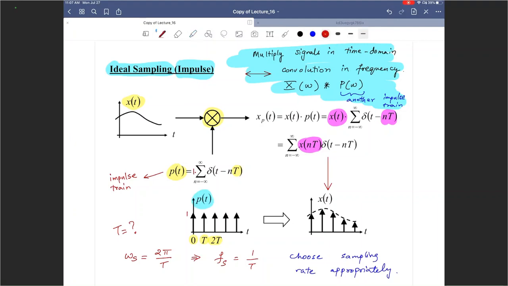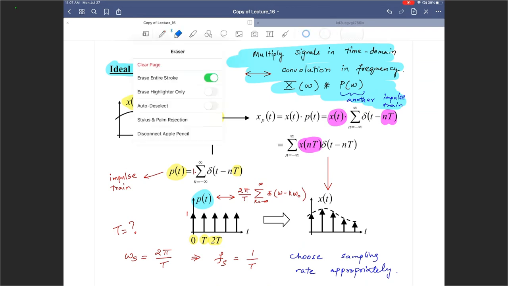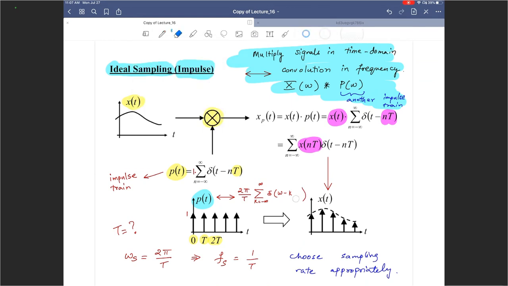And we know from the previous lecture that the Fourier transform of this, let me write that down over here, is going to be 2 pi divided by capital T, summation k equals negative infinity to infinity, delta of omega minus k omega naught, right? Where omega naught is 2 pi divided by T. So let me put that in there as well.